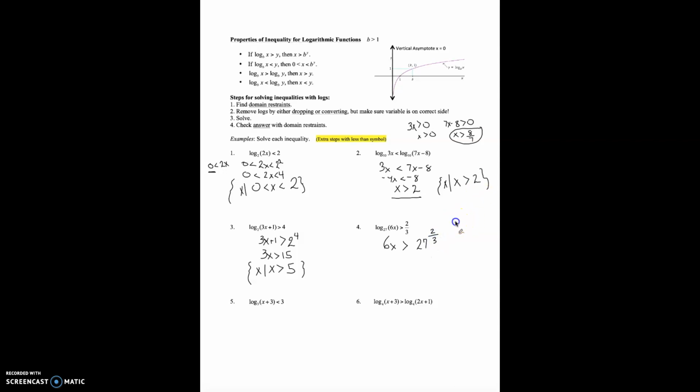Well, 27 is 3 to the 3rd, and then that's also raised to the 2/3 power. So what do we really get there? 27 to the 2/3, or 3 to the 3rd to the 2/3, is actually 3 squared, or 9. So I'm going to write 9 down right here. And then I'll divide both sides by 6 and simplify that fraction to get x has to be greater than 3/2.